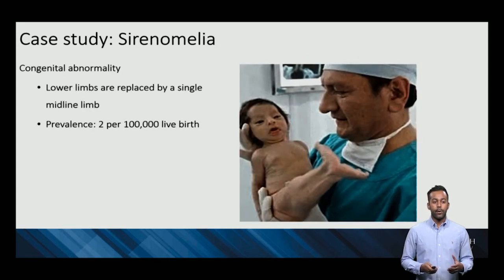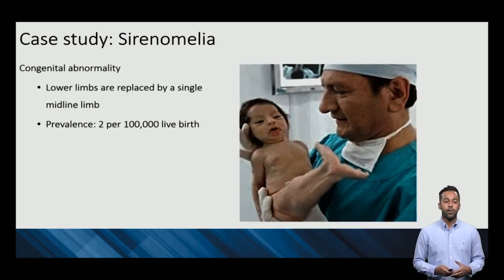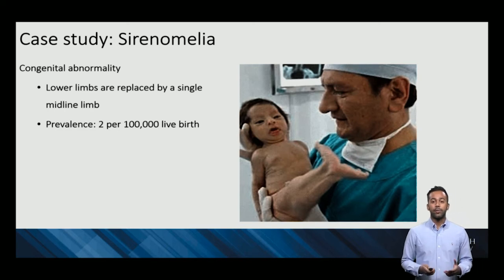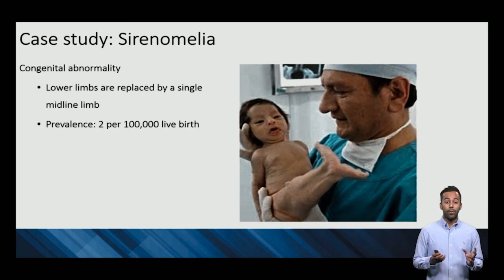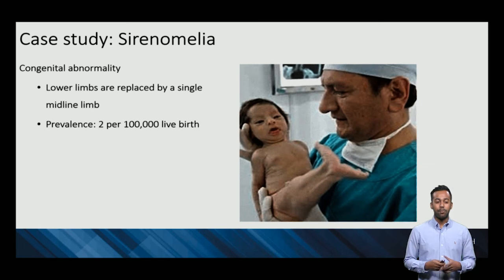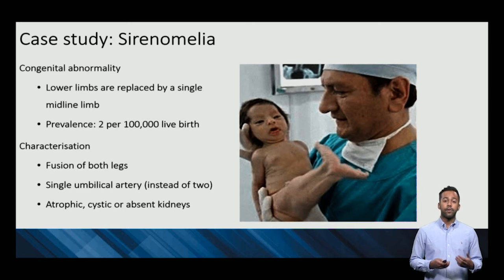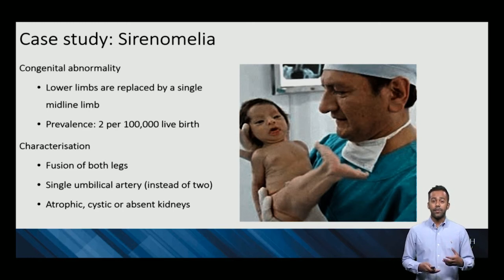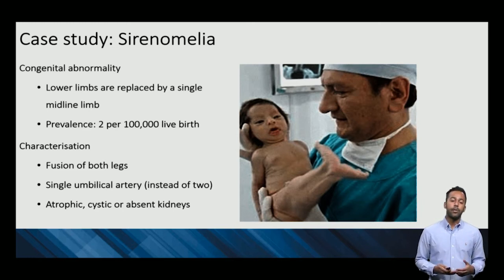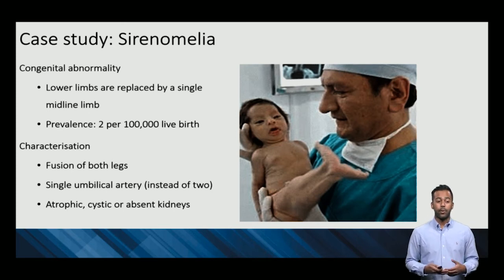So like I said, today we're focusing on a congenital abnormality called serenomelia. And it essentially occurs when the lower limbs are fused together. And this occurs prior to birth. And it's typically called the mermaid phenotype or the mermaid congenital abnormality. And it's a very rare congenital abnormality and it occurs in about 2 in every 100,000 live births. Now, it appears when there's the fusion of both legs, and these newborns have a single umbilical artery instead of 2 like we usually do.